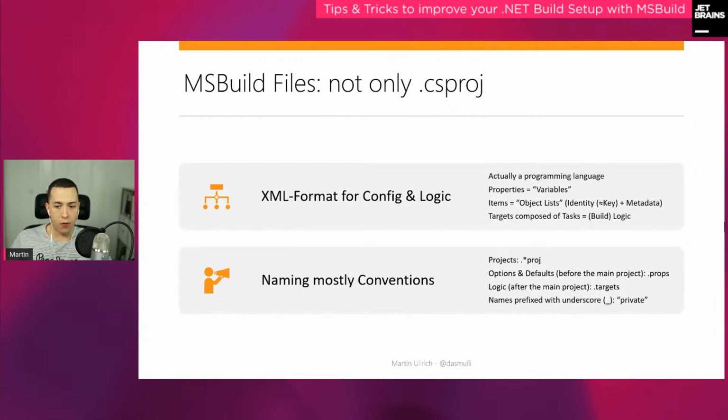But then there are also different files. So a project file is usually not the only thing that's being used in a build. So usually you want to reuse some logic, so you have different files as well. And those are typically named .props or .targets.